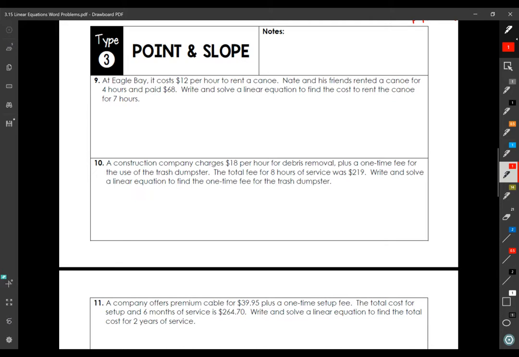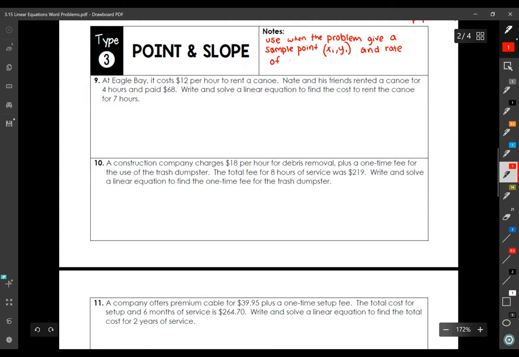So we might see this problem. We're going to use the strategies I show you when the problem gives a sample point, x1 comma y1, and the rate of change, which is our m. Okay?